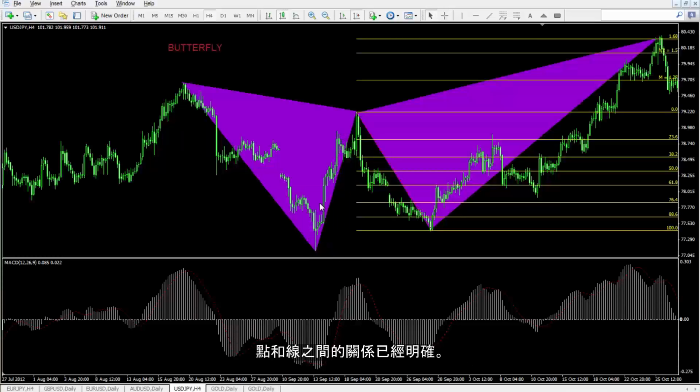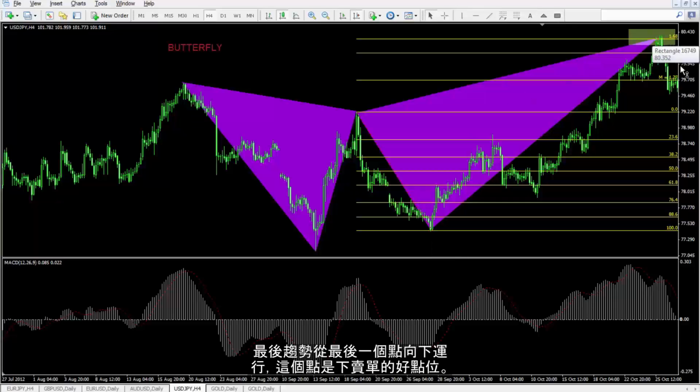The relations between points and lines are specified. 2 waves with certain peak and valley heights. Finally, trend has decreased from the last point, which was a good spot to place a sell order.